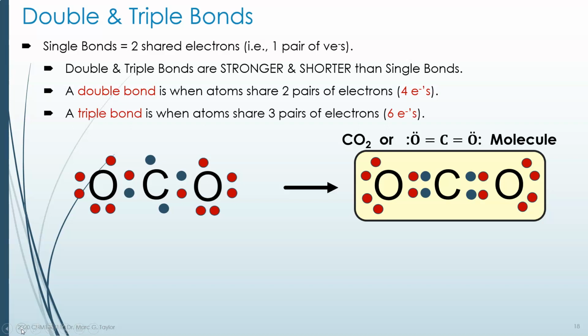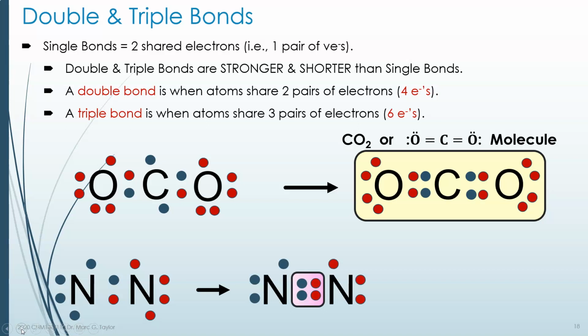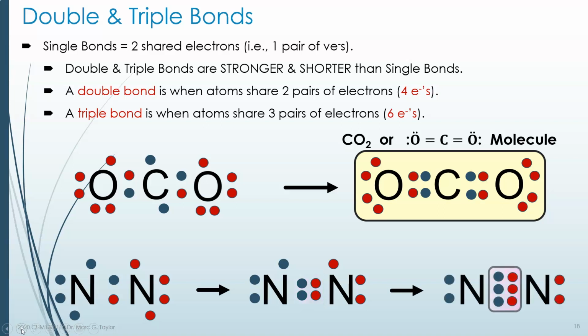Now, a triple bond, as I mentioned, is 6 electrons. It's 3 pairs of shared electrons. So we have nitrogens. They each need 3 electrons. Well, they can share 1 each, but now they both need 2. So they share another one, and now there's a double bond between them, but they still need to share 1 more pair of electrons. So they end up sharing a total of 3 pairs of electrons, forming a triple bond between the nitrogens. Remember, a single bond is 2 electrons, double bond is 4 electrons, triple bond is 6 electrons. And you'll notice each nitrogen has its own lone pair left over outside of the bonded pairs.